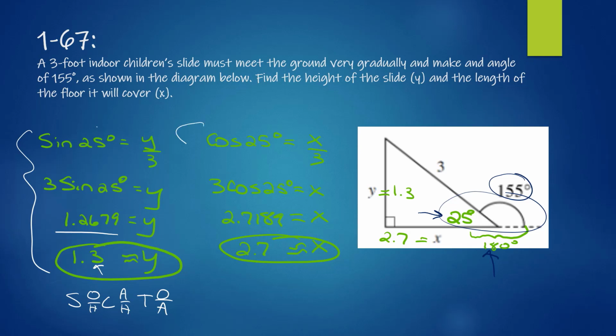Then also on the x, this time we're using cosine, because it is adjacent over hypotenuse. We have our x value that we want to find. So it's going to be cosine 25 equals x over 3. Again, you're multiplying by 3. You get to 2.7189. And when you round that to the nearest tenth, it's 2.7. If we rounded to the nearest hundredth, it would be 2.72. And that is all there is to 1-67.